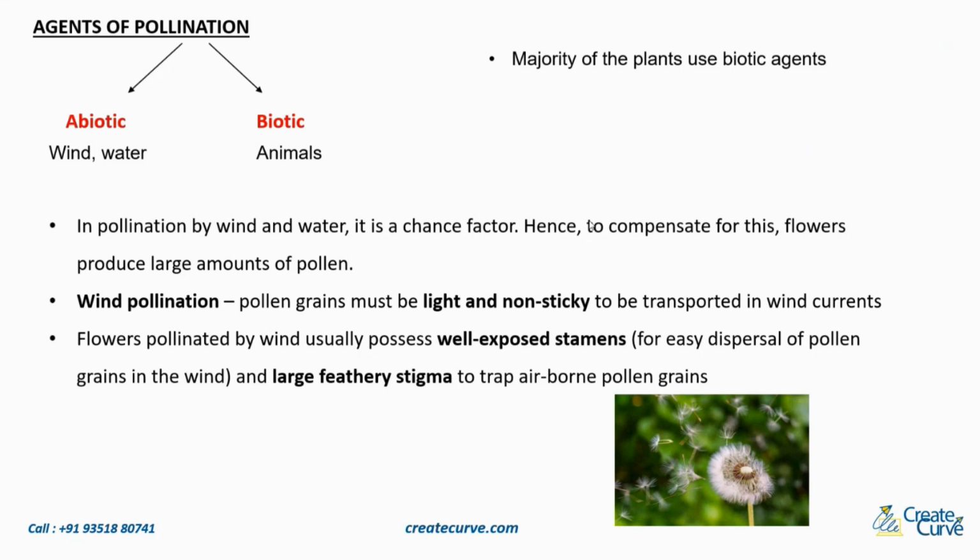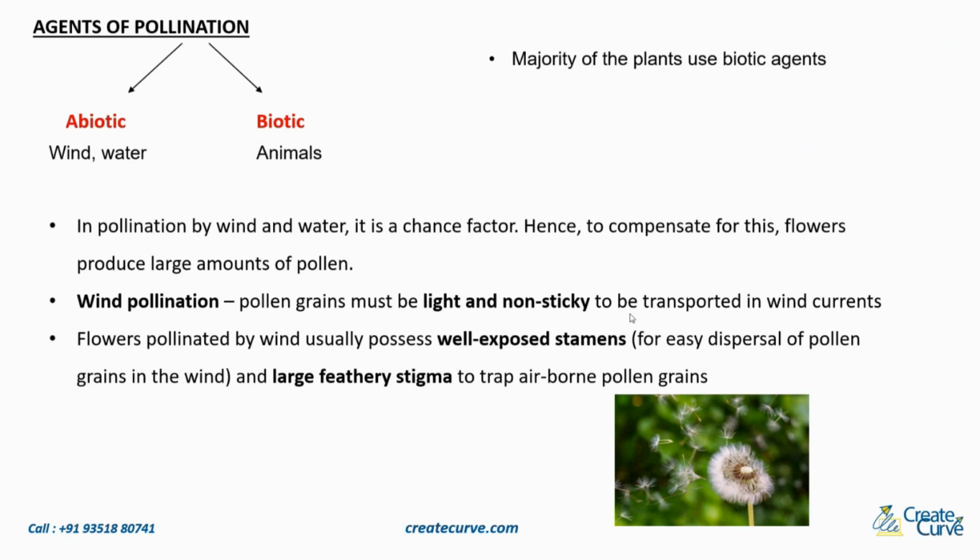Okay, similar thing with water. The water carries it, but it may not actually go and fall on a stigma, right? So it's a chance factor. So what is done to compensate for this loss of the pollen grains is that the flower is going to produce lots and lots of pollen grains, so that even if the majority of these are wasted, at least some of these should go and stick on the stigma. Is that clear?